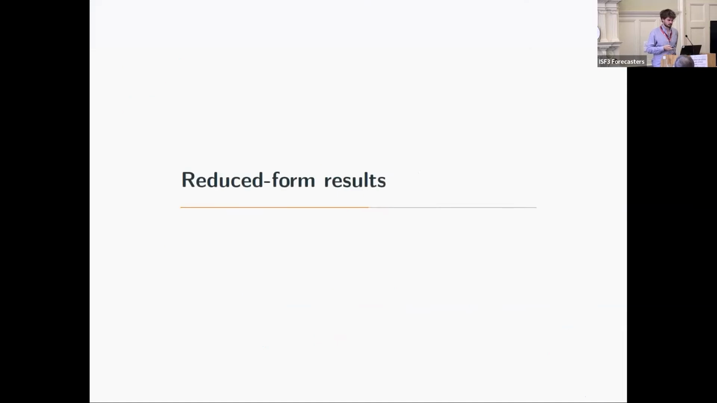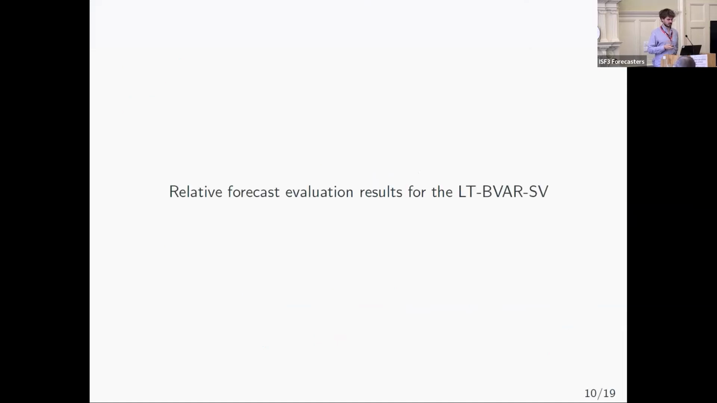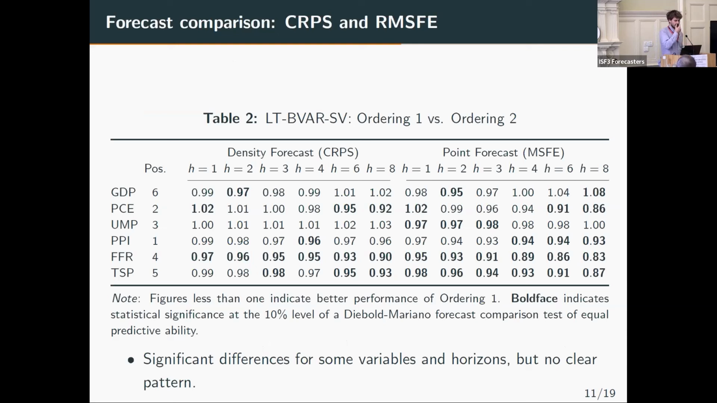Let me quickly go to some results. First, the relative forecast evaluation of the Primiceri model itself. What you see here are relative MSFEs or relative CRPS, depending on whether you're on the left or right side of the panel, comparing the SV model of Primiceri with itself but with a different ordering. So this is ordering 1 versus ordering 2.